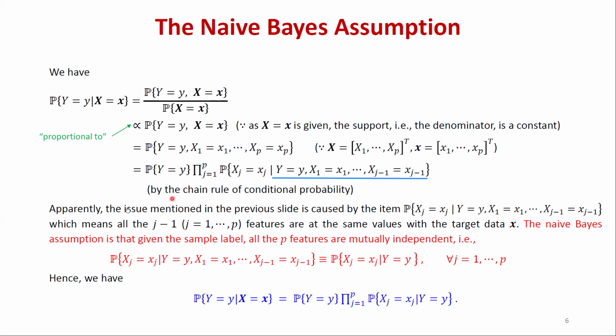So the naive Bayes assumption is that given the sample label, all the p features are mutually independent. Let me write something about independence. Consider two events A and B. P(A given B) equals P(A) if A and B are independent, right?